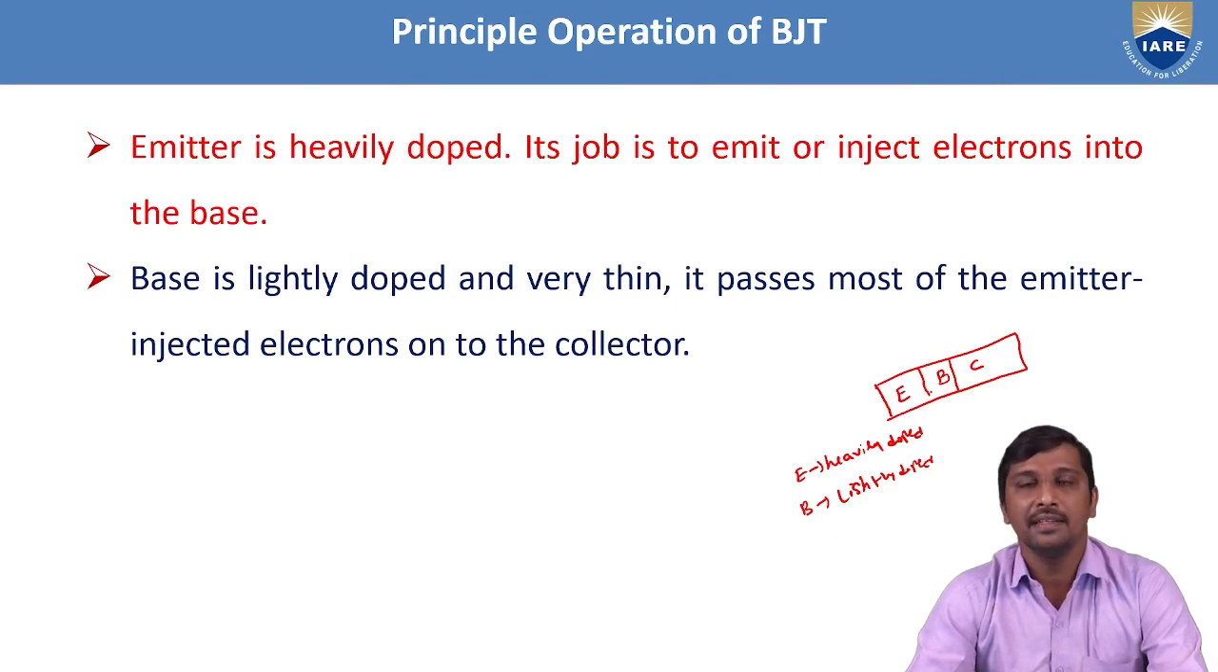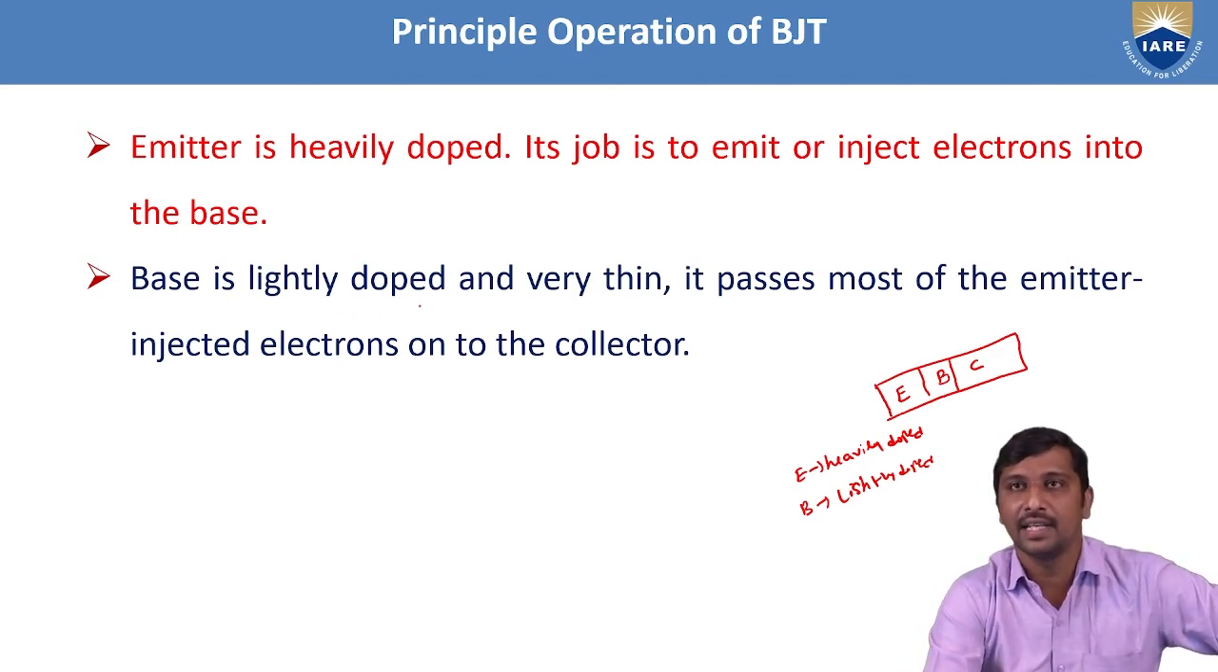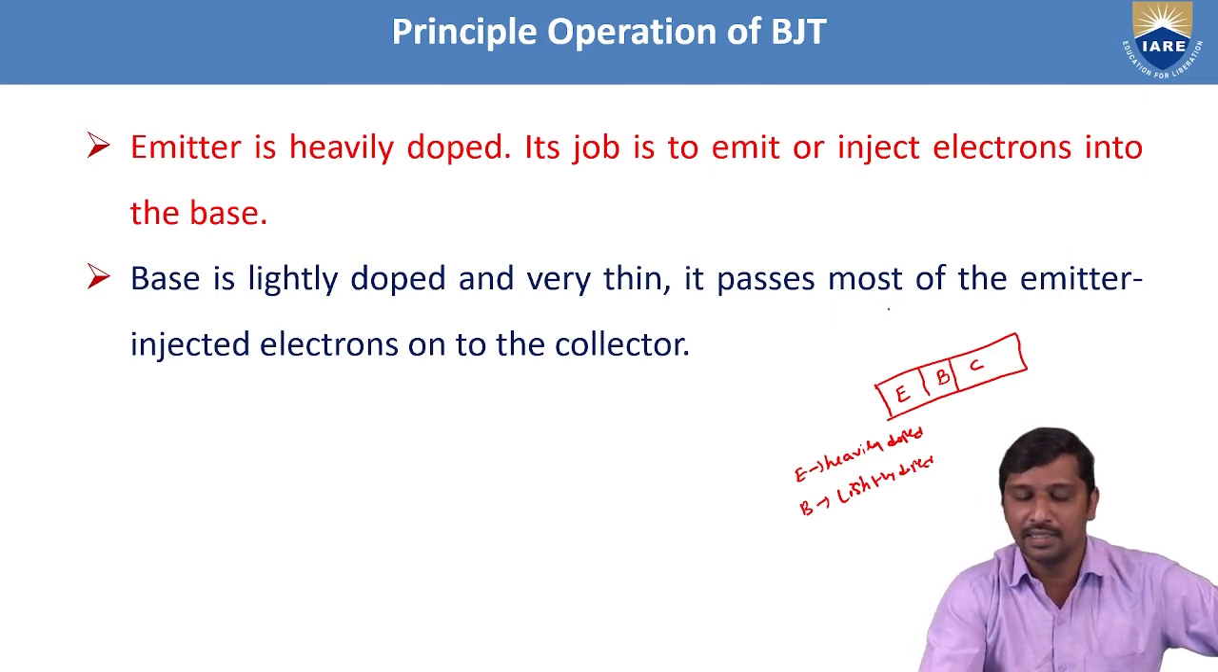So when we make the base region thin, whatever charge carriers are injected or emitted from the emitter terminal, all of them try to reach the collector to produce conduction across the bipolar junction transistor. All the charge carriers travel through the base region here. So that is the reason. Here the base is lightly doped and the region is very thin, and it passes most of the emitter-injected electrons onto the collector.